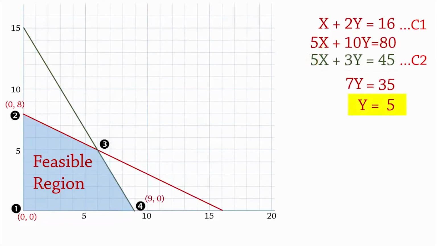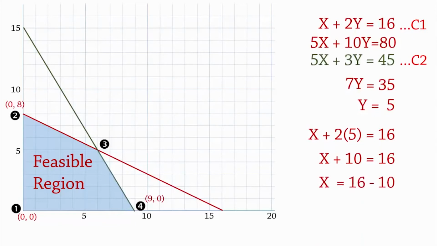To now find x, we substitute y = 5 into any of these 3 equations. Suppose we choose C1. Then we have x + 2 times 5 = 16. That is, x + 10 = 16, x = 16 minus 10, and x = 6. So the xy coordinates for extreme point 3 are indeed 6 and 5.